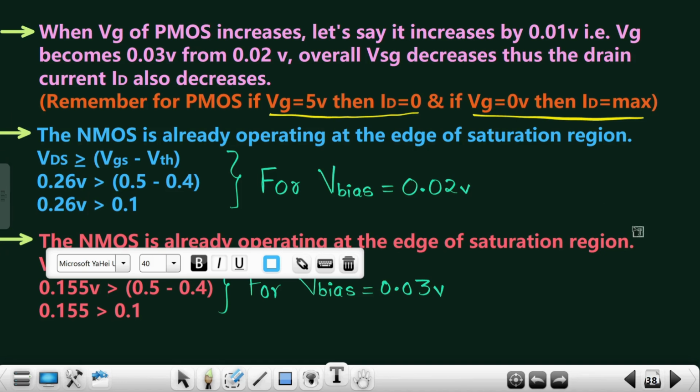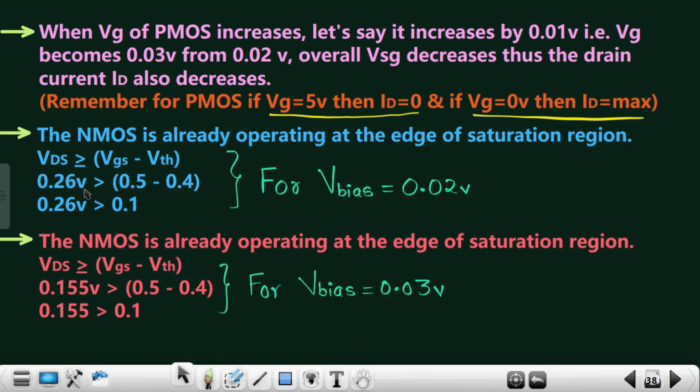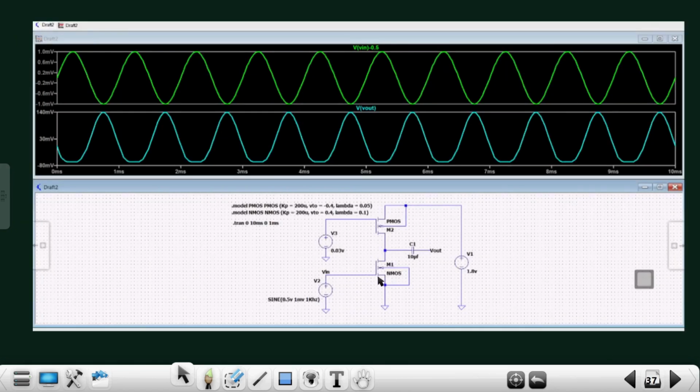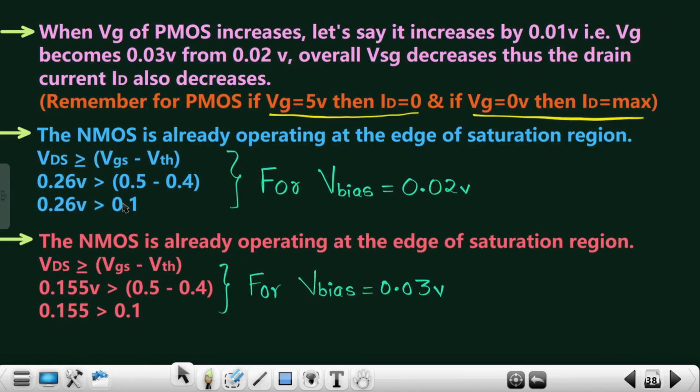Just have a look over here. This 0.26 volts should be greater than 0.5 minus 0.4, so that is 0.1 volts. So this particular NMOS is operating at the edge of the saturation region, right? This is for 0.02 volts, when my bias voltage is 0.02 volts. Now as soon as I increase my bias voltage, let's say from 0.02 volts to 0.03 volts, this VDS decreases, right? We'll see that.